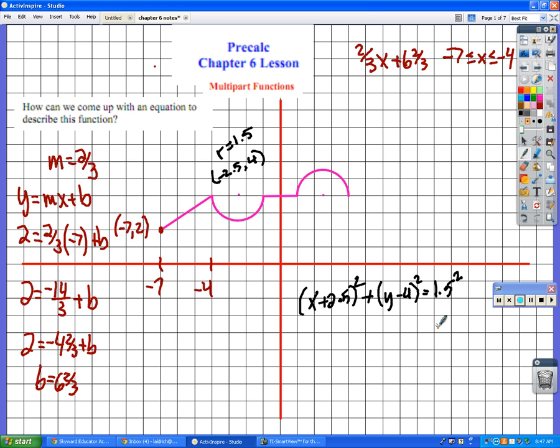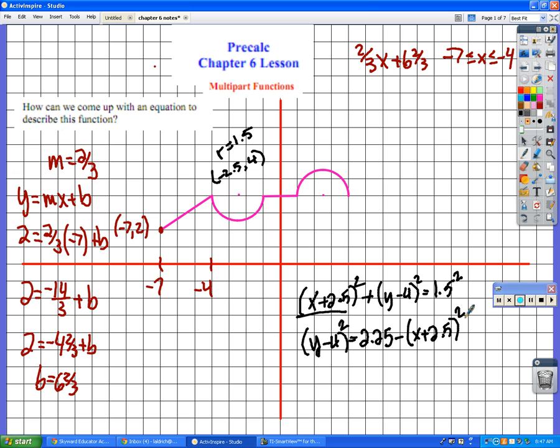I could FOIL things out, but that's actually going to make things more complicated. Should I just show you? Yeah. Okay. I'm going to subtract that term first. So I'm going to make it y minus 4 squared equals 1.5 squared, which is 2.25. So I'm just going to write that as 2.25 instead, minus x plus 2.5 squared. Okay, so I just brought that thing over to the other side.